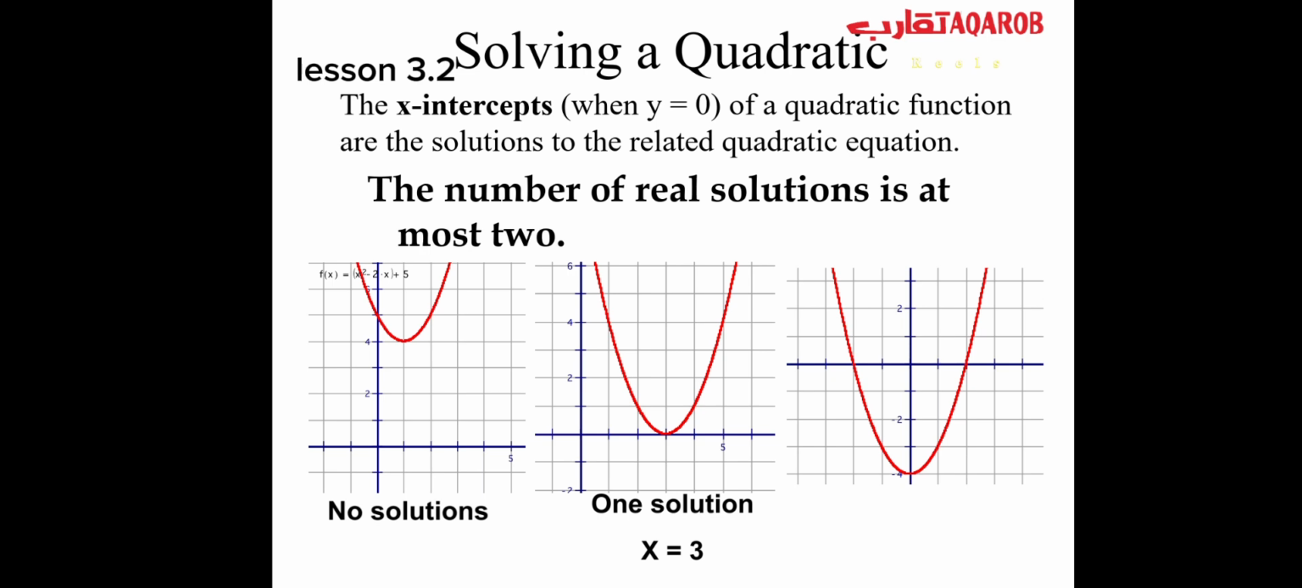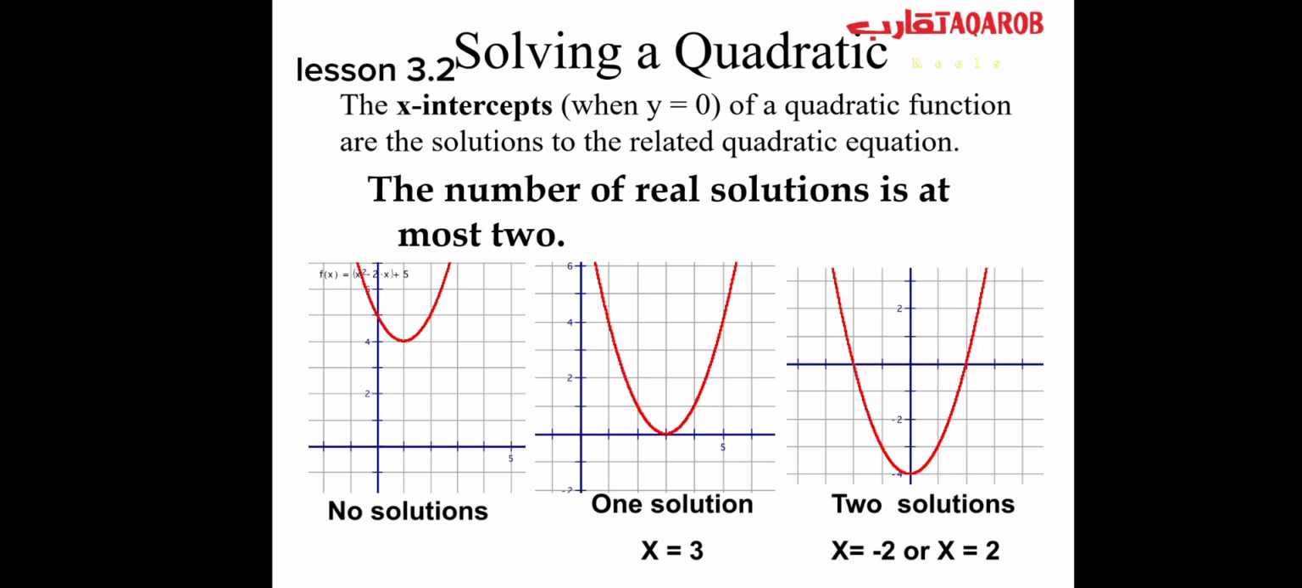Okay, now as you can see here, x is equal to 3. This is the axis of symmetry equation. So the solution is one point, as you can see here, which is x is equal to 3. It's not a point x and y. No, it's only an x value. So the solution is one x value, which is x is equal to 3.